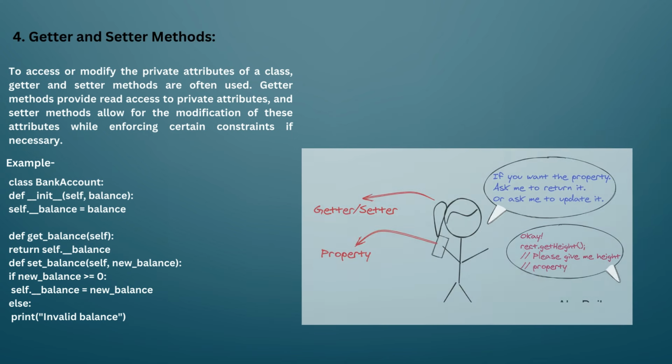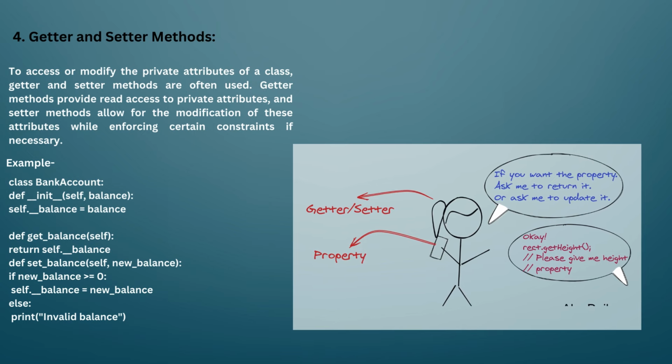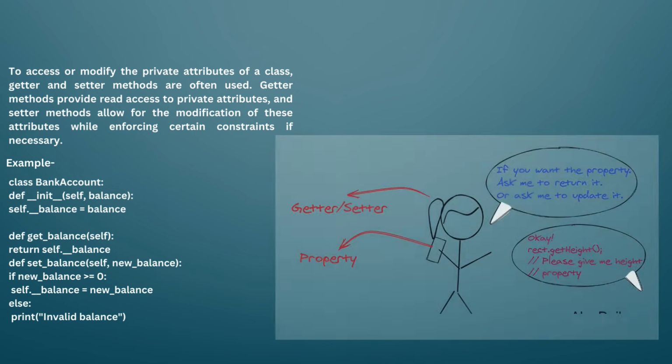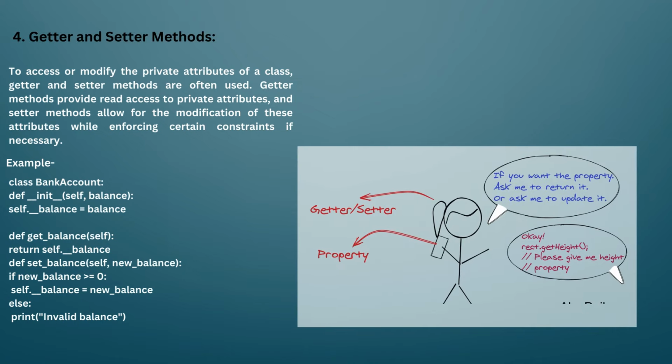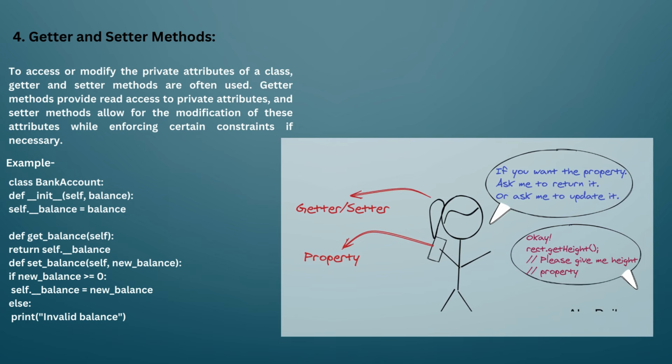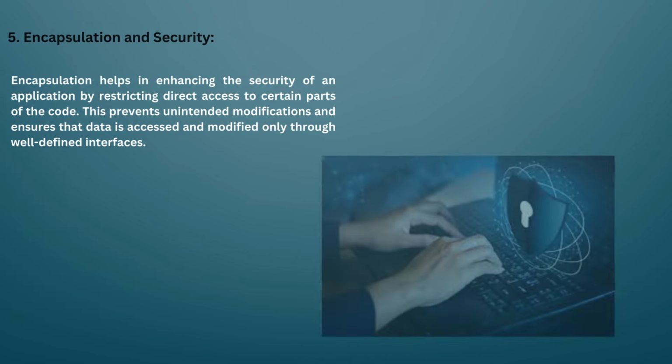Getter and setter methods are employed. Getters provide read access. Setters allow modification with constraints if needed. Example, bank account class. In our bank account class, we use getter and setter methods for the private balance attribute.